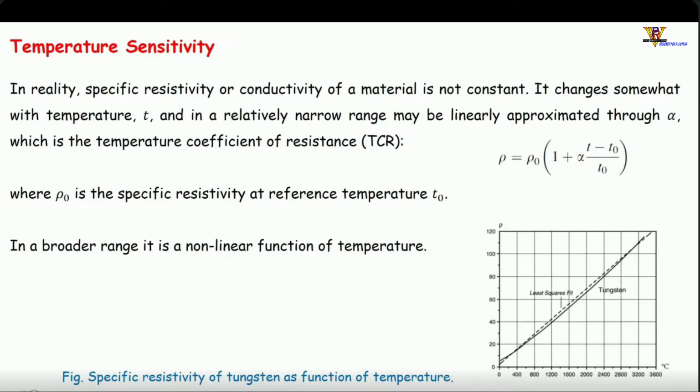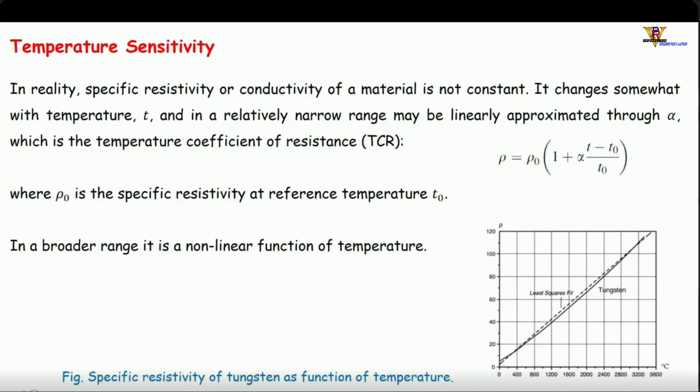So this changes with temperature, and in a relatively narrow range may be linearly approximated as given by this expression: rho equals rho naught times bracket 1 plus alpha (T minus T naught) by T naught, where rho naught is the specific resistivity at reference temperature, room temperature T naught. In general, it is 25 degrees C. So at room temperature, the specific resistivity of the material is represented by rho naught.